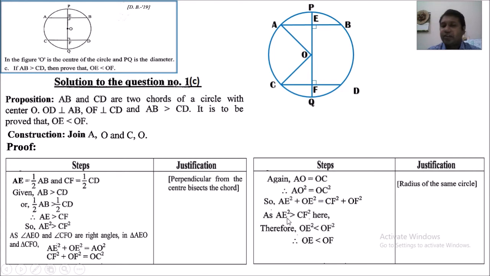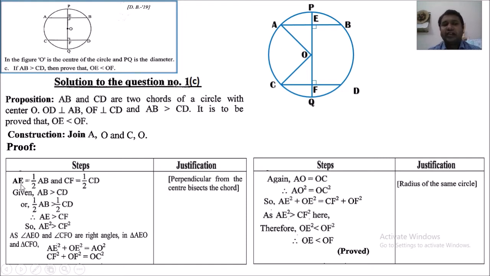So that means AE square is greater than this part on the right side, CF square is smaller. So obviously from the left side the unused part, that is OE square, must be smaller than the left part of the right side, that is OF square. So if you remove the square from both sides, you will get OE smaller than OF. So that is the proof of the theorem. I think you understand the whole theorem.